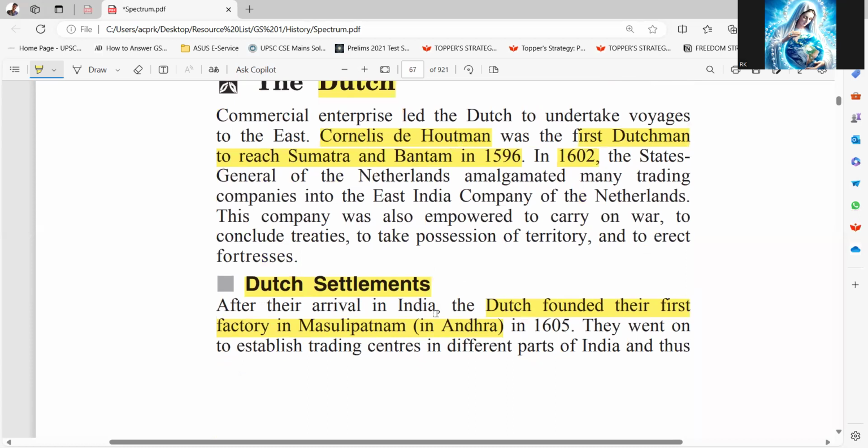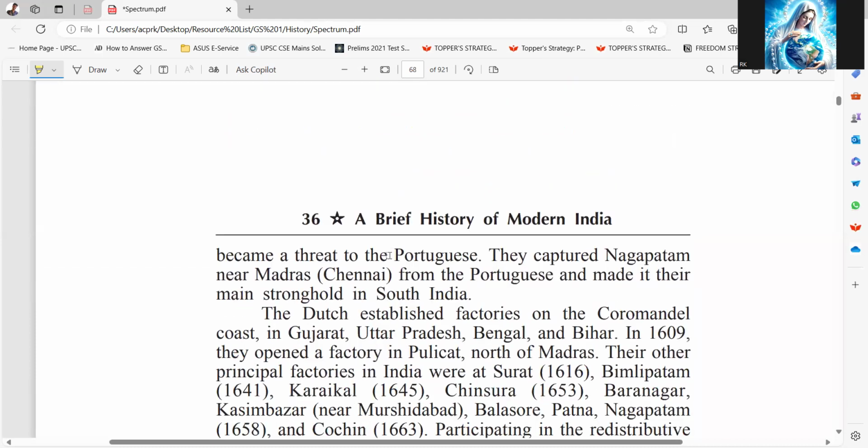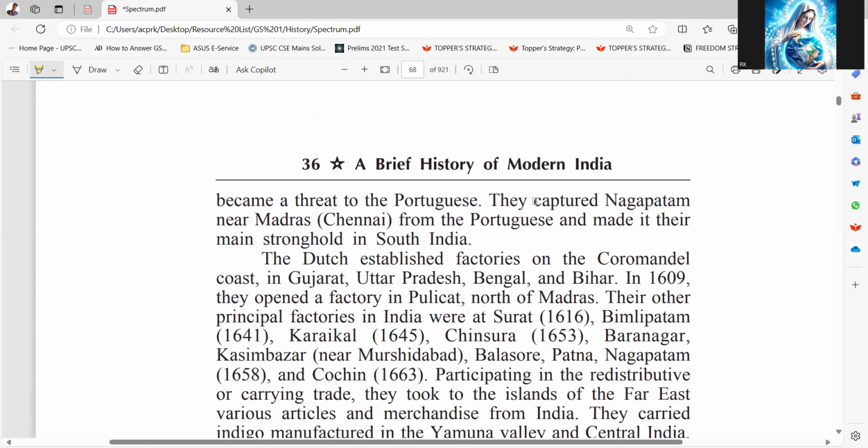The first factory of the Dutch was in Masulipatanam, in Andhra Pradesh, in 1605. They went on to establish trading centers in different parts of India and thus became a threat to the Portuguese. They captured Nagapattam near Madras, Chennai, from the Portuguese and made it their stronghold in South India.